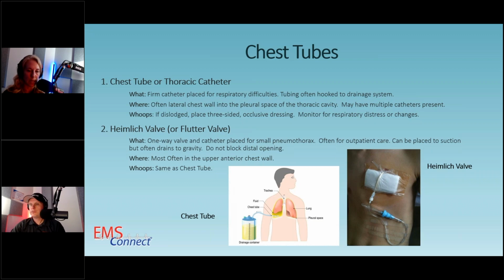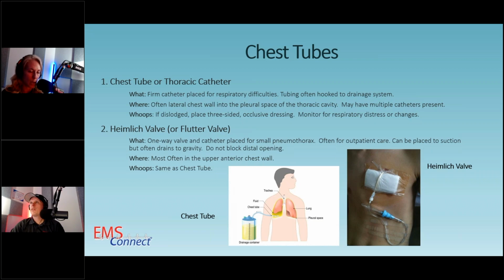You'll see all manners of creativity with tape and dressings over that tube because they don't want it to come out. And then again, it's going to be hanging down to the drainage unit. And on the next slide, they'll have a picture of a drainage unit. We'll talk a little bit more about that. But that's coming out of the patient's chest, usually out of the side of the chest. And again, you're monitoring for respiratory distress.